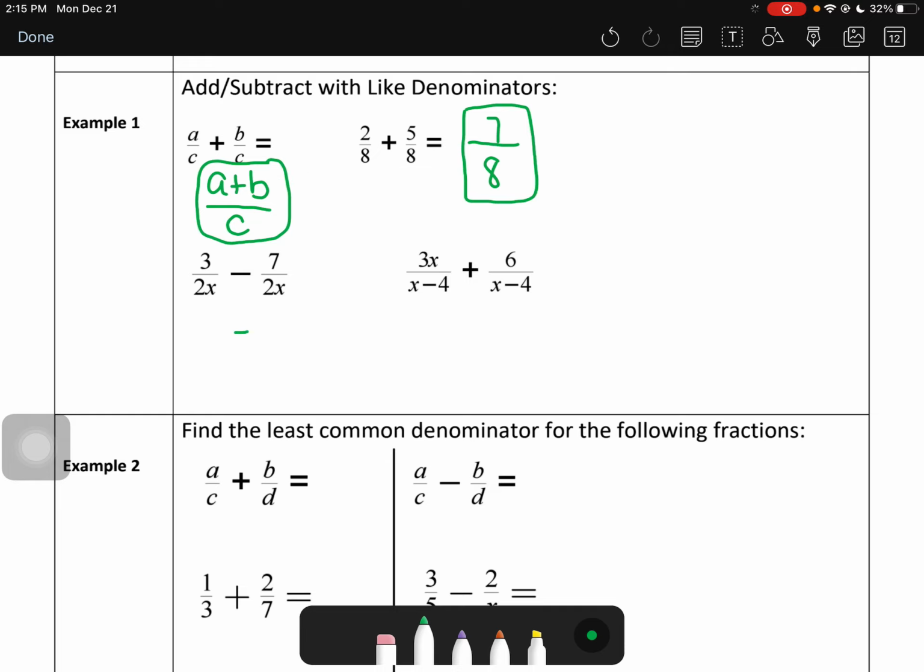So in this case, 3 take away 7 would be negative 4, and the denominator is 2x. But then we have to check to make sure if we can simplify, so both of these can be divided by 2. So our final answer will be negative 2 over x.